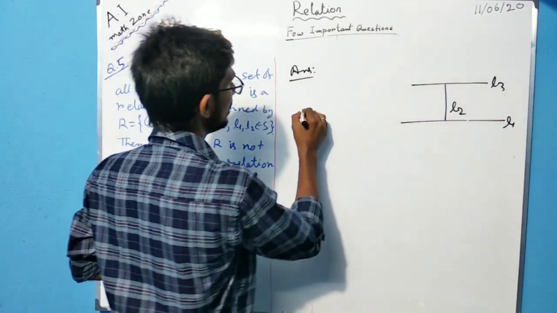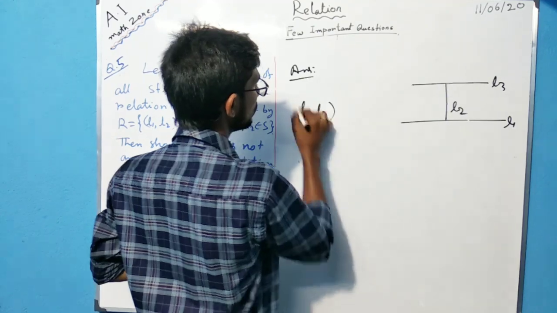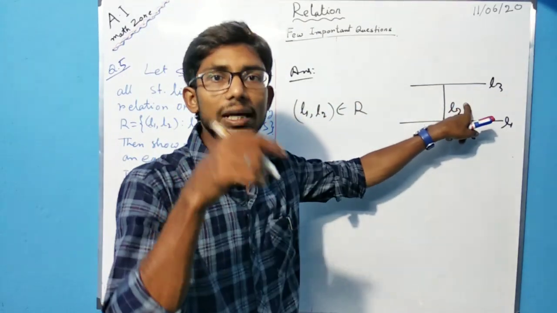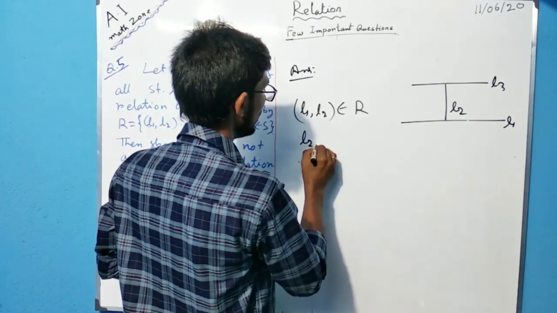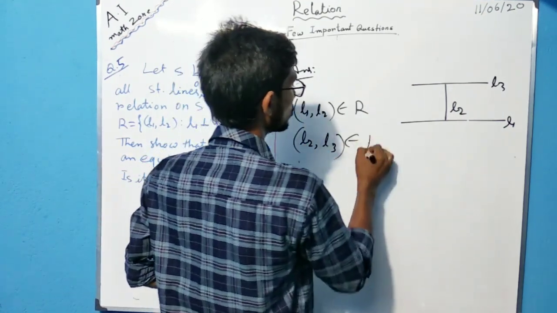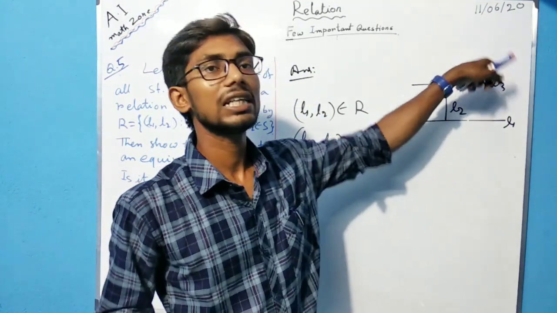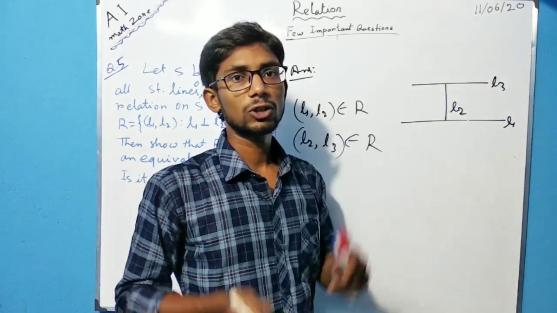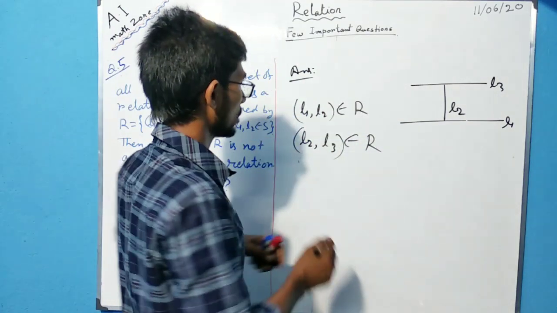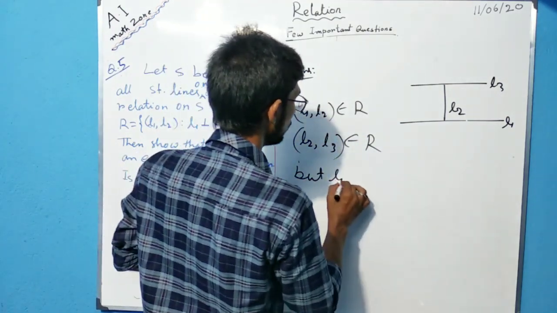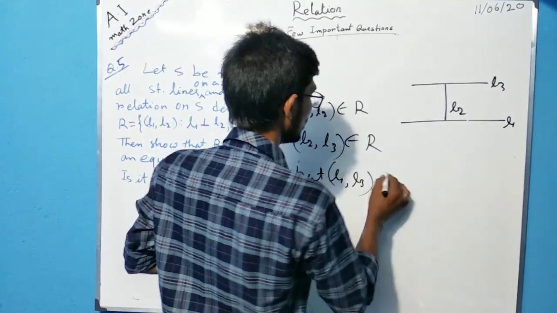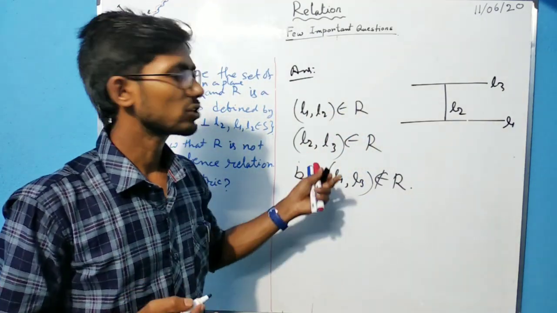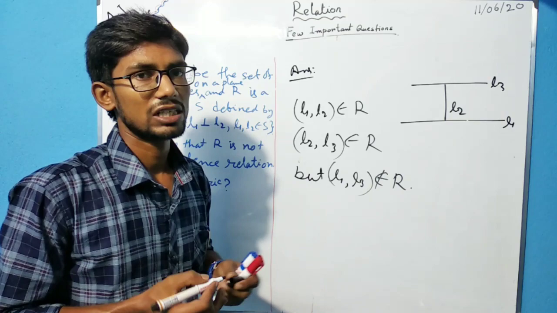Now see here, (L1, L2) belongs to R, क्योंकि L1 के ऊपर L2 परपेंडिकुलर है. Again (L2, L3) belongs to R, क्योंकि L2 के ऊपर L3 परपेंडिकुलर है, right? But L1 and L3 ये दोनों पैरेलल है. That's why (L1, L3) does not belong to R. Hence this is not transitive. That's why the relation is not equivalence relation.